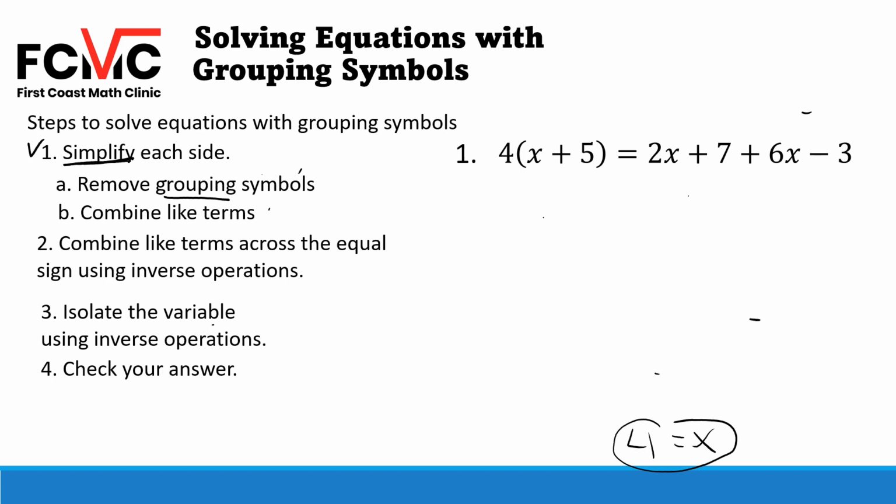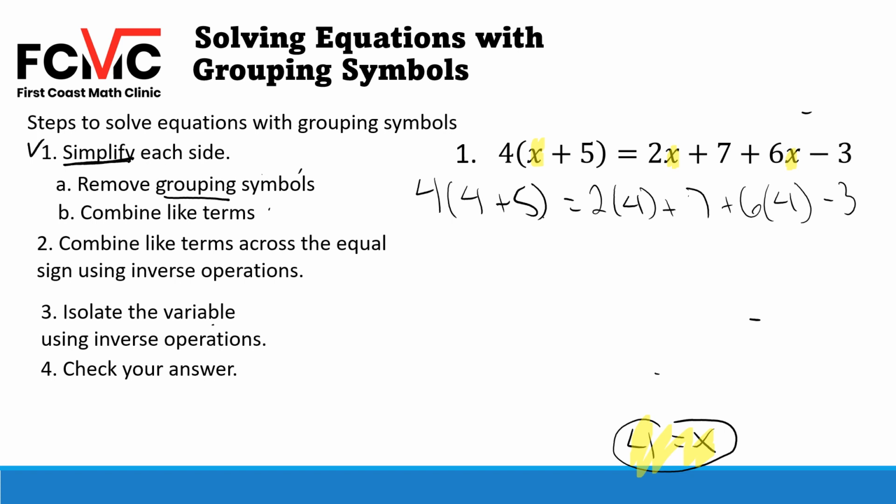So let's take that x value of 4, and everywhere we see an x, let's put it back in, and then let's simplify. So 4 times the quantity 4 plus 5 equals 2 times 4 plus 7 plus 6 times 4 minus 3. All right, on the left side, 4 plus 5 is 9, times 4 is 36. So we get 36 on the left side.